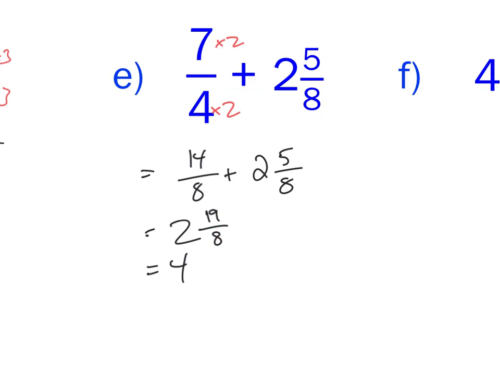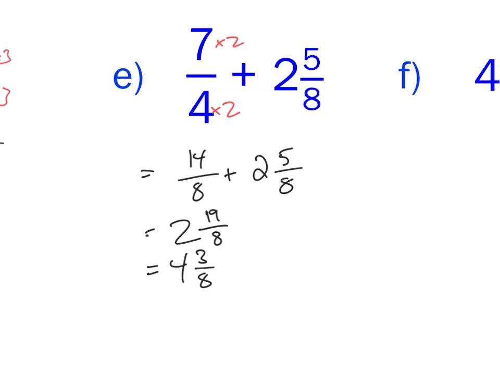Now, if 8 goes into 19 twice, how many is left over? 3, because 8 times 2 is 16. And 16 plus 3 is 19. So it's going to be 3 over 8. So it's 4 and 3/8. That's your answer.